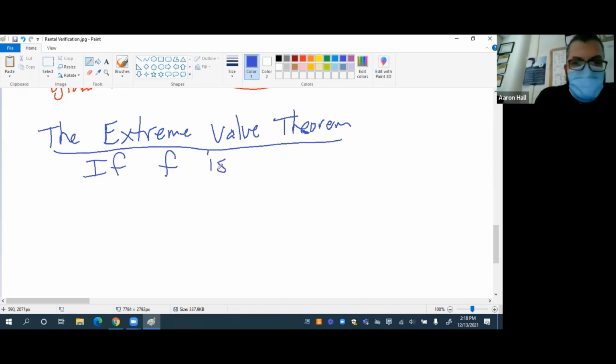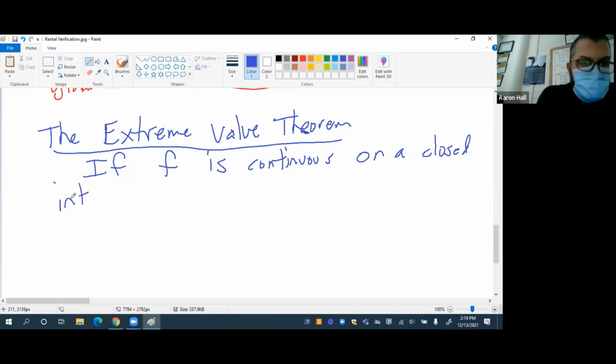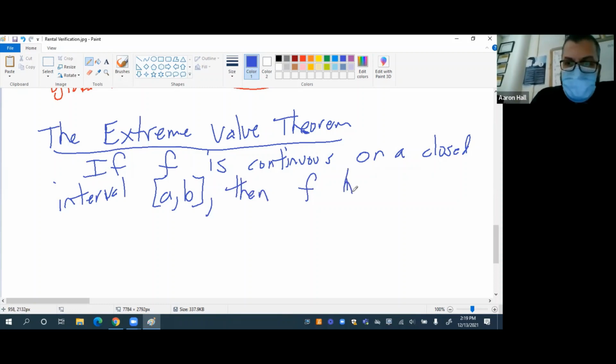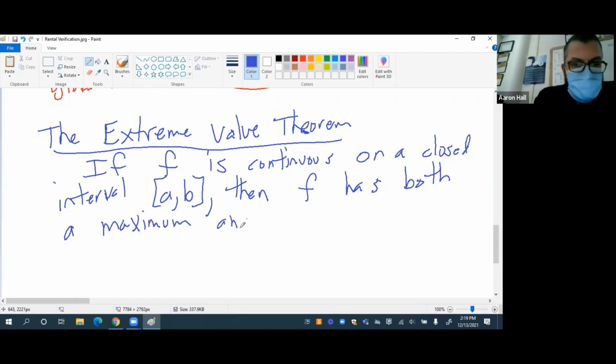If f is continuous on a closed interval, we'll say from a to b, then f has both a maximum and a minimum value.